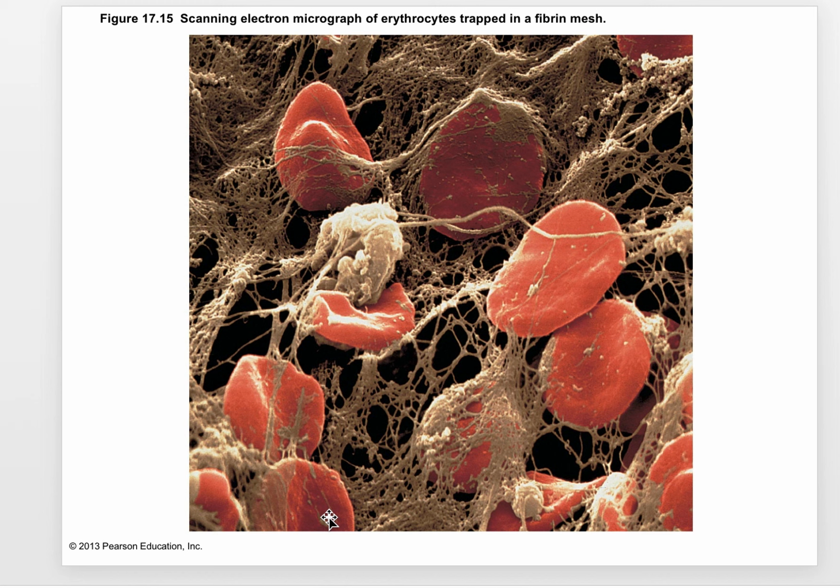This is an electron microscope view of fibrin mesh. It's like a spider web, basically, full of all these fibers, and they trap red blood cells and platelets and white blood cells inside. And this is the concrete that plugs up the hole. This is a fibrin mesh.